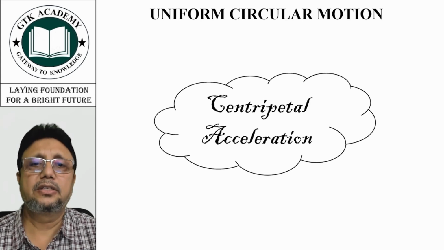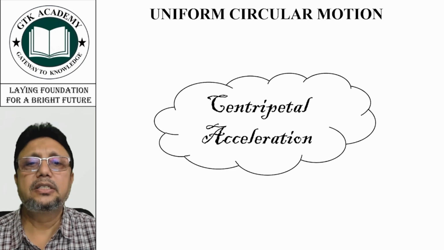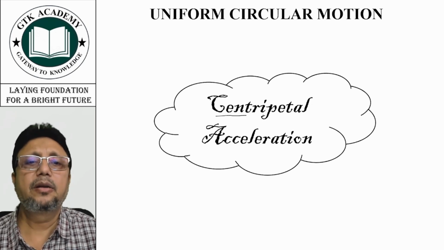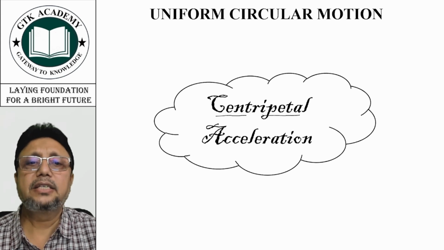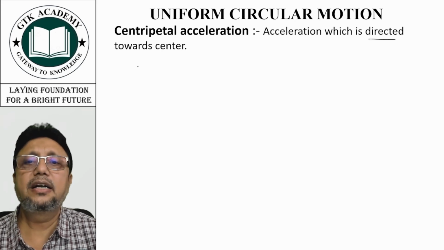Now centripetal acceleration. Till now we have discussed that when we have a uniform circular motion, we have an acceleration which is always pointing towards the center. That acceleration is called centripetal acceleration. Actually, centripetal acceleration means an acceleration which is directed towards the center, or center seeking.